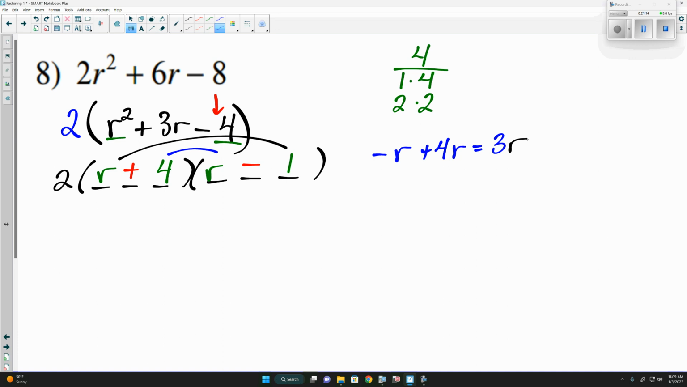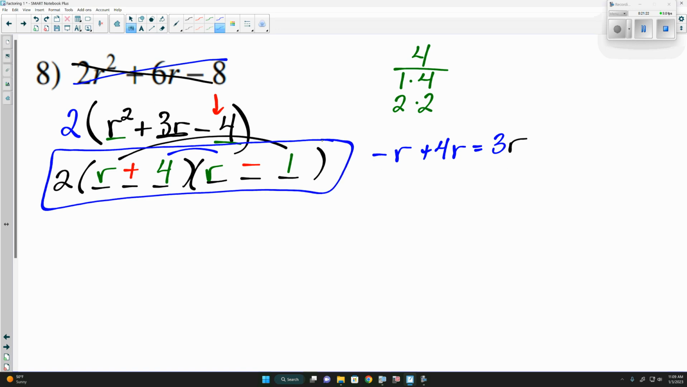Yes. Because when we factored the 2 out, we're not looking back at this. We're looking at this middle term here. So this entire statement is the answer. And as a reminder, if we get the correct number for the middle term but the wrong sign, we flip the signs.